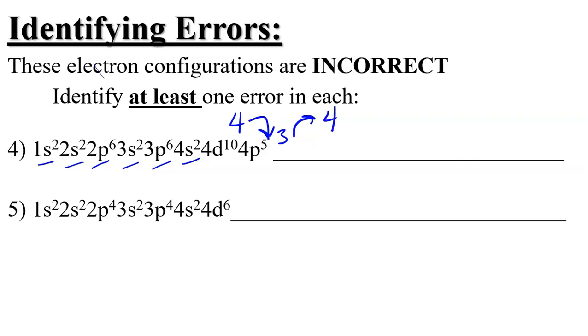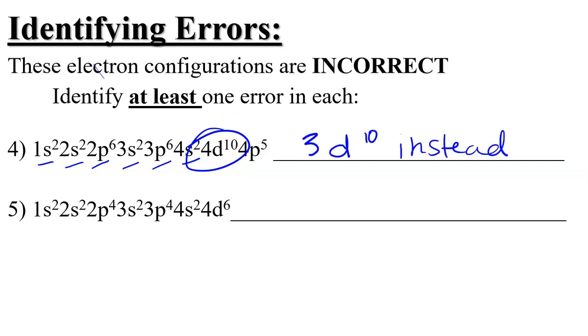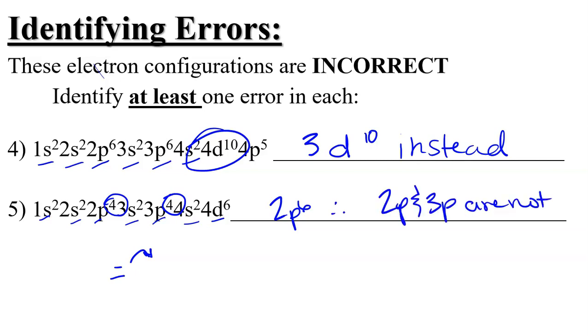So 4d10 is incorrect. It needs to be 3d10. Then number 5, it looks correct. We can follow along 1s, 2s, 2p, 3s, 3p, 4s, 4d. That looks correct. However, your p levels need to be 6 to be full. Remember, the Aufbau principle says that you need to fill up your lowest orbitals first before going to the next level. And here it's at 4, so it's not following the correct principle. So it actually needs to be 2p6 if it were to be correct. Therefore, 2p and 3p are not full.